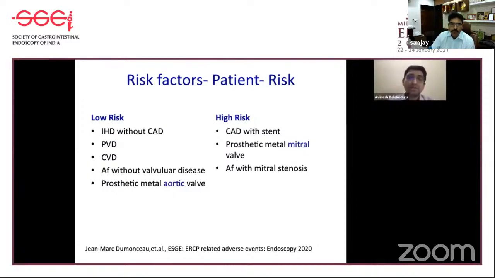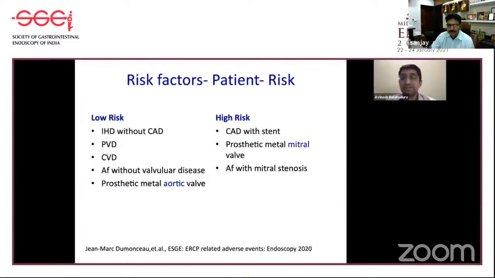Low risk patients are all those having ischemic heart disease without obstructive coronary artery disease, people who have either cerebrovascular or peripheral vascular disease, atrial fibrillation without concomitant valvular disease, or a prosthetic metal aortic valve. So these all comprise low risk patient risk factors for a post ERCP bleed.